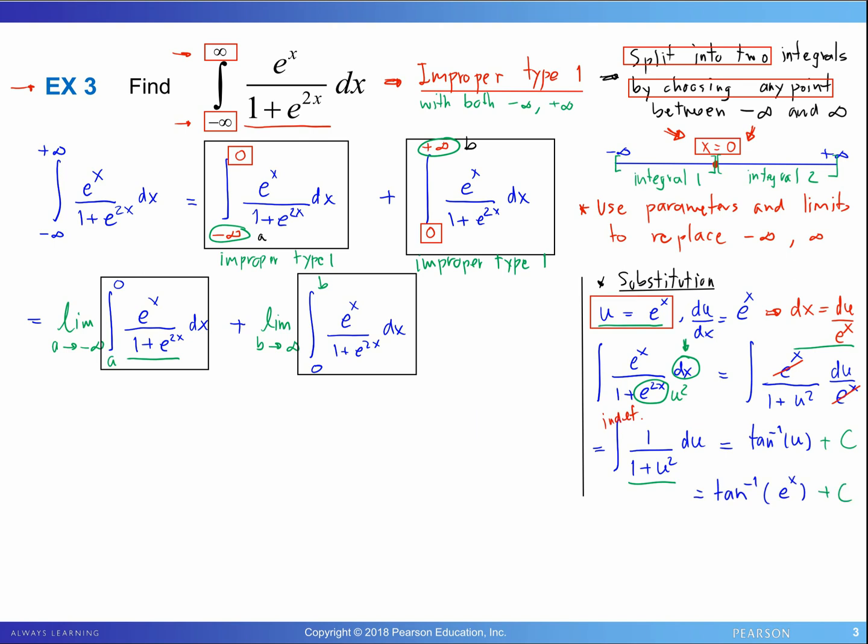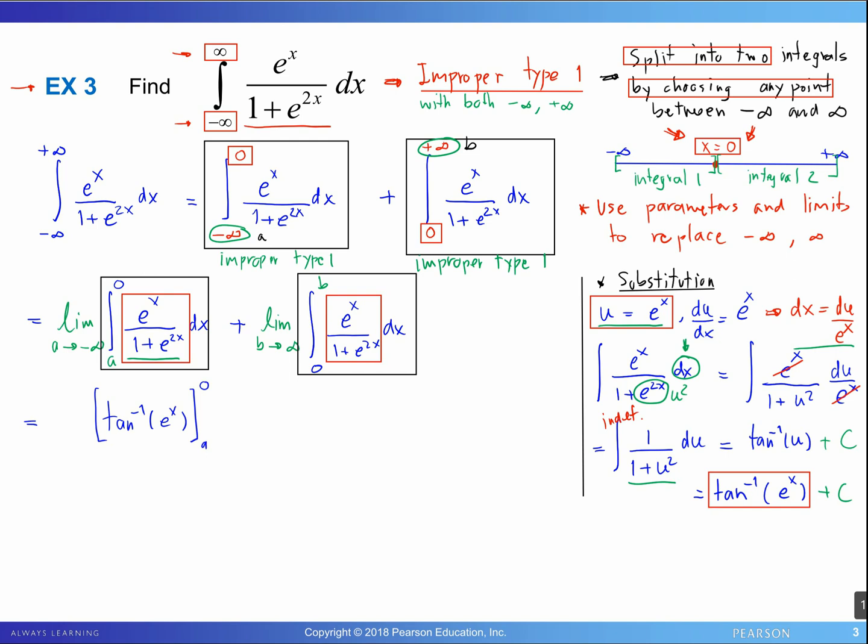Now back to the left-hand side, the antiderivative of this function, e to the power of x divided by 1 plus e to the power of 2x, is going to be equal to this term, arctan of e to the power of x. And it's the same right here for the second integral. And now we have this. First integral, we have arctan of e to the power of x evaluated at two values, starting point a and the end point 0.